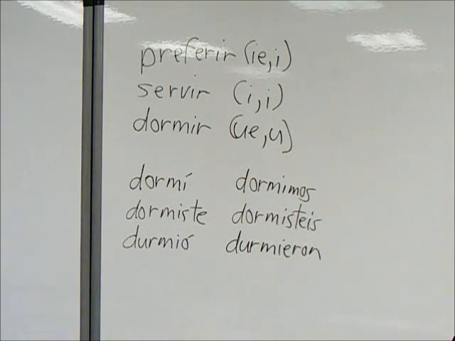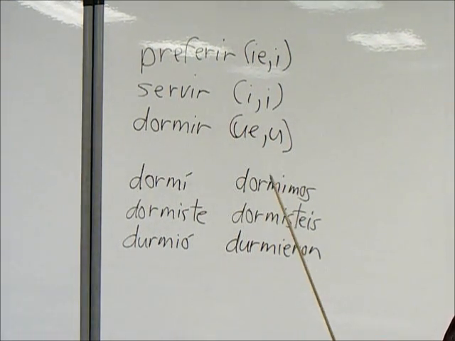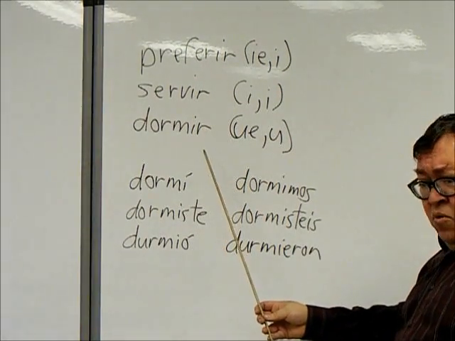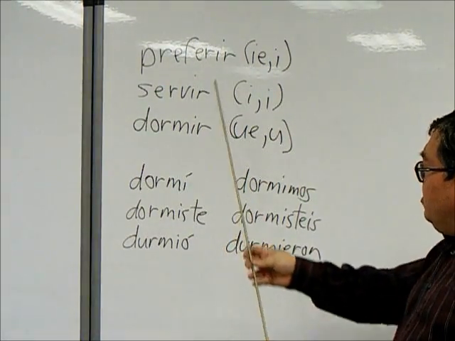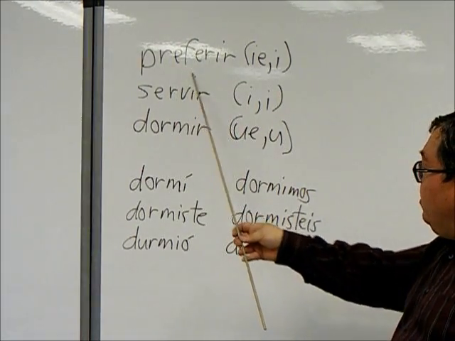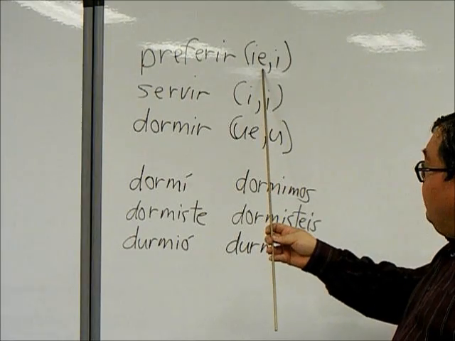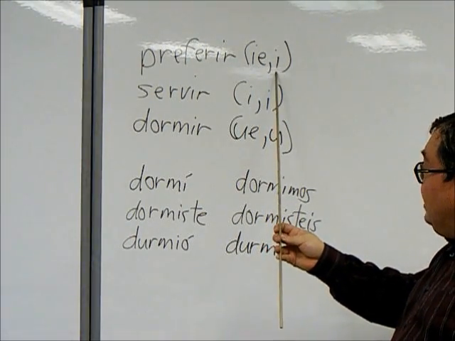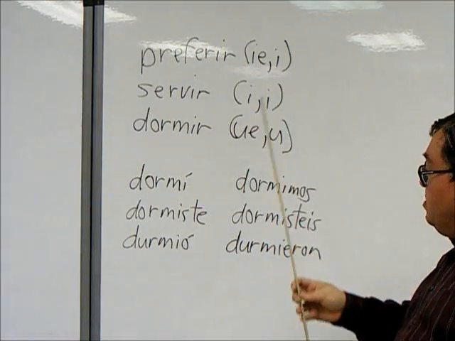Let's start with the IR verbs that are stem change verbs. I have three of those here. I have preferir, servir, and dormir. Your book has 4 or 5 others, but let's look at the stem changes that are involved in these three. In the present tense, preferir is an E to IE verb, prefiero, prefiere, so forth. But in the preterite, it's E to I in the third person forms.